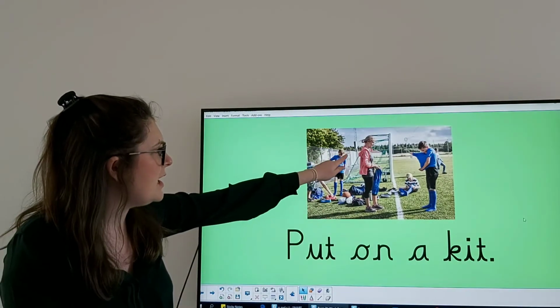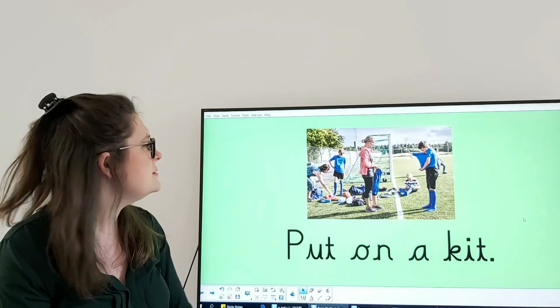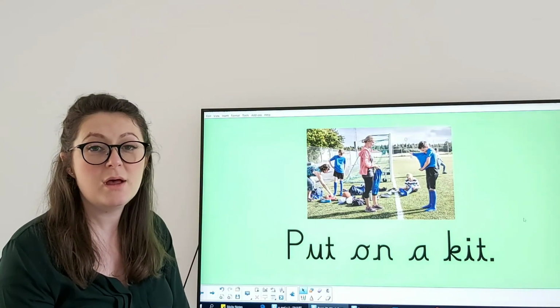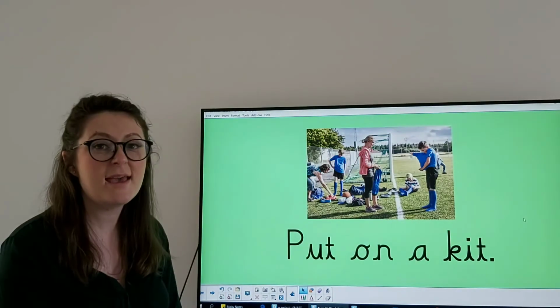And do you think maybe this lady is telling him to put a kit on? Or he's being instructed somehow to put a kit on because he might be going to play football and that's why he's wearing a kit, like a football kit or a PE kit.